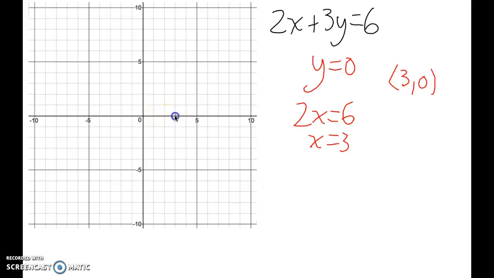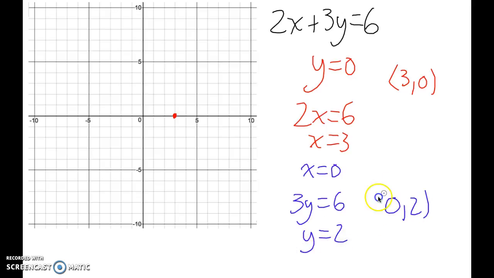1, 2, 3, 0. Likewise, if x is equal to 0, well then I'm going to have the y-intercept, or where it crosses the y-axis. So if x is 0, then I really just have 3y equals 6, and y is equal to 2. So I can just graph the point (0, 2). And at this point, it should be pretty clear that you can go ahead and sketch in your line.